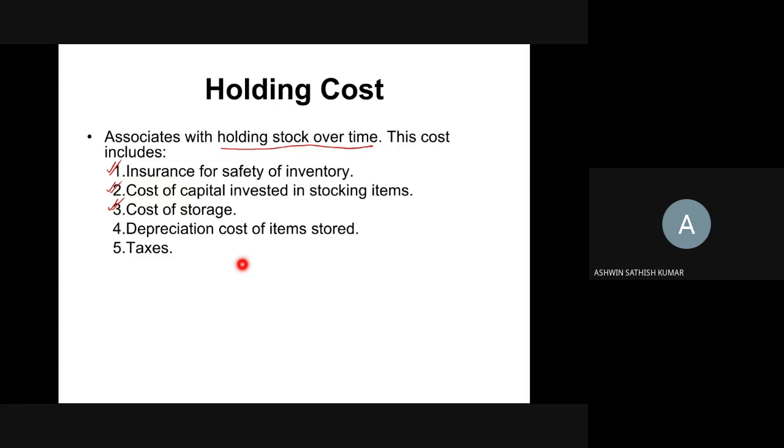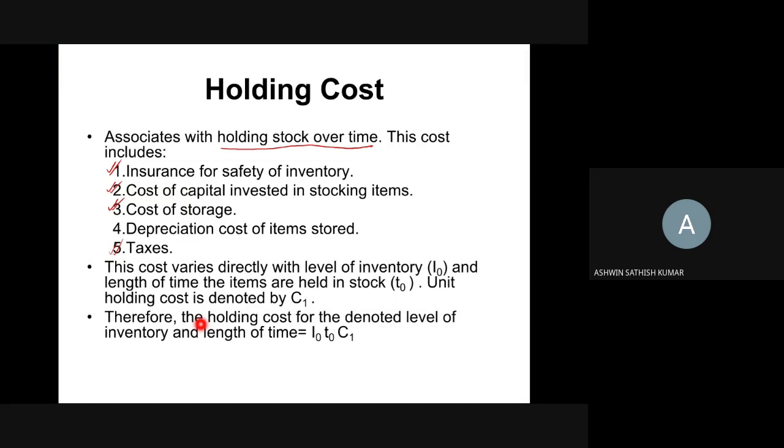Depreciation cost of the item stored. Means if we have a perishable or deteriorating item, for example vegetable, fruit, sweets, then we have to bear the depreciation cost also. Means with time the item value will decrease. So that depreciation comes under the holding cost. Or you have to bear so many taxes, so sales tax, income tax, and other goods tax. So all these come under the holding cost.